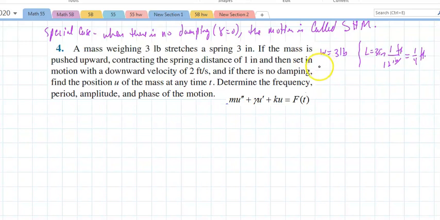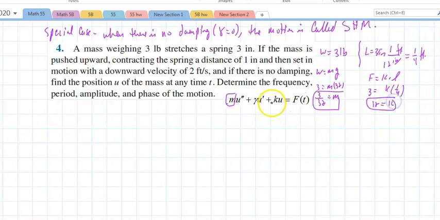So what do we know from this? We know that W equals mg. So 3 equals m times g, and since it's in feet, g is 32 feet per second squared. So m equals 3 divided by 32. We got the mass. And we know that F equals K times X, you could call it L here, it doesn't matter. F is the 3 pounds, that's the force, right? And that would be K times 1/4, so K is 12, we got K as well.